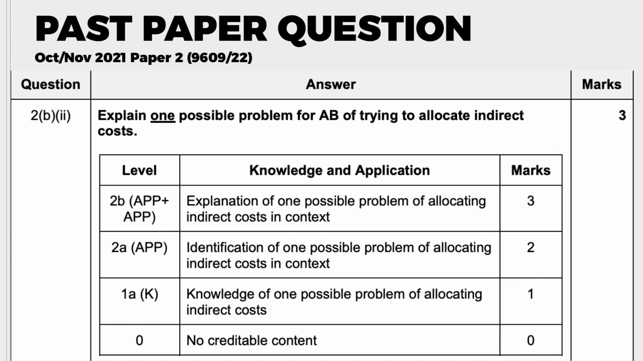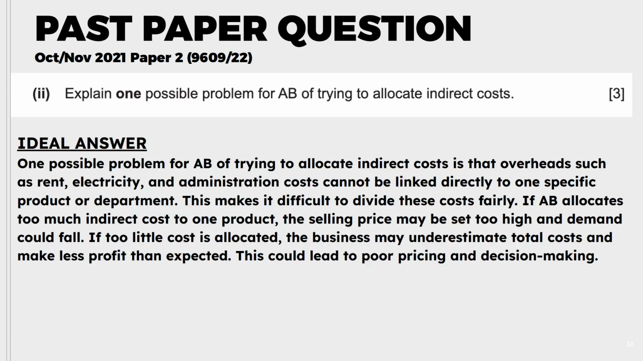So here on the mark scheme, you'll see that it has knowledge and application. So they're testing AO1 and AO2. So for full marks, you have to give an explanation of one possible problem for allocating indirect costs in context. So take a look here at the ideal answer.